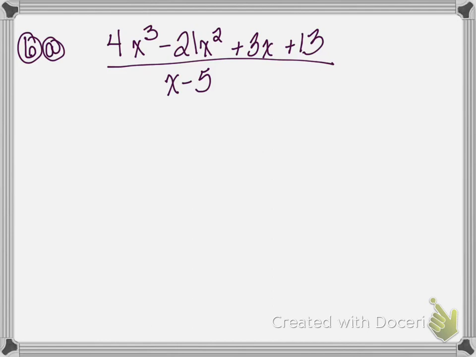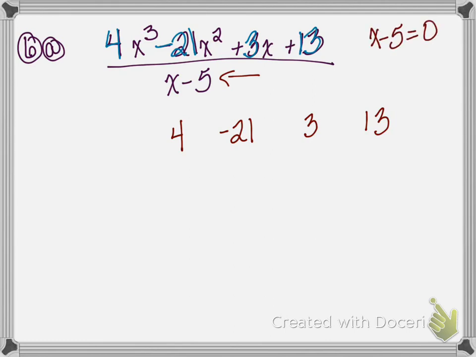So when we are doing synthetic division, I take each one of these coefficients and constants. That's what I put in. So I have positive 4, negative 21, positive 3, and 13. Then what I'm dividing by is x minus 5. I set x minus 5 equal to 0, and I get x equals 5. That's my solution, and that's what I put over here in the box.